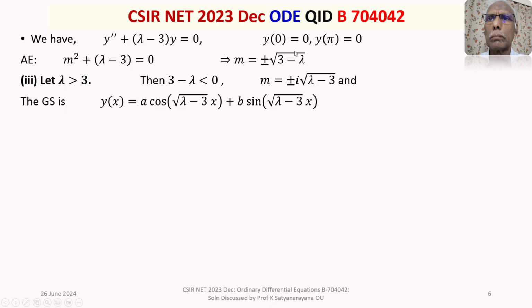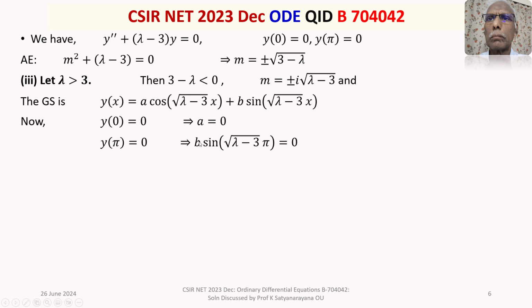Right. Again we use the conditions. So y at 0 is equal to 0 will give you, so substitute x is equal to 0, you will get sine is 0, so you will get a is equal to 0, right? And y at pi is equal to 0 will give you, a is already 0, so it will be b into sine of square root of lambda minus 3 into pi is equal to 0.